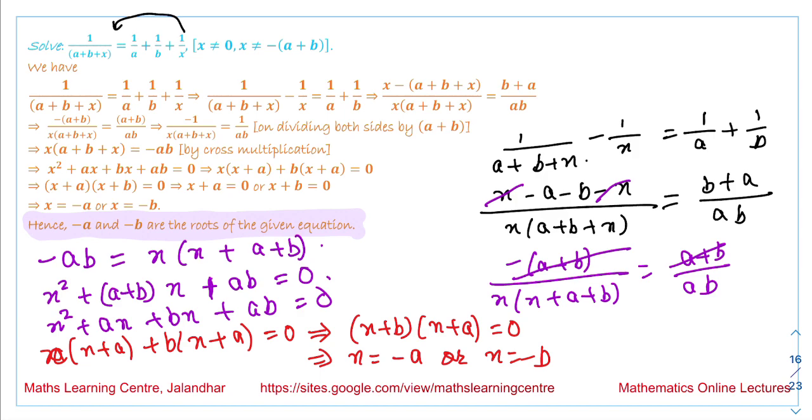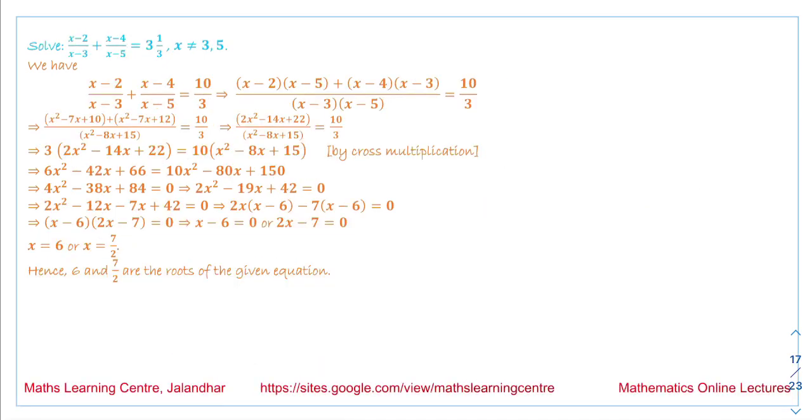Next we have x minus 2 over x minus 3 plus x minus 4 over x minus 5 is equal to 3 whole 1 by 3. So again we are taking the LCM for these two terms. So it is x minus 3 into x minus 5. When we take this as LCM, we are having x minus 3 over here. We are taking this as the LCM of these two terms.